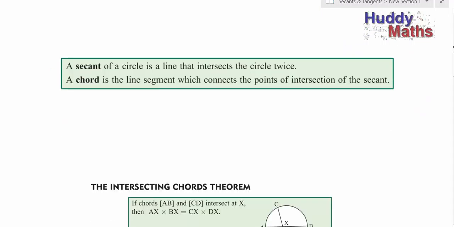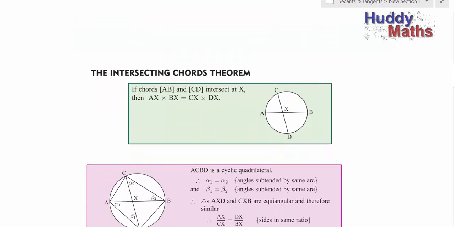Here we are. So here's the definition. A secant of a circle is a line that intersects a circle twice. A chord is a line segment. That's the difference, which connects the points of intersection of the secant. So a chord would like to grow up into a big secant. At the moment, it's only a line segment. Okay, come on down, let's look at the theorems, and they're rather interesting.